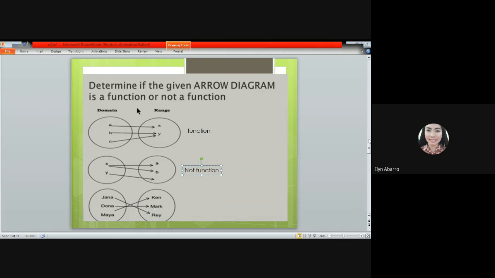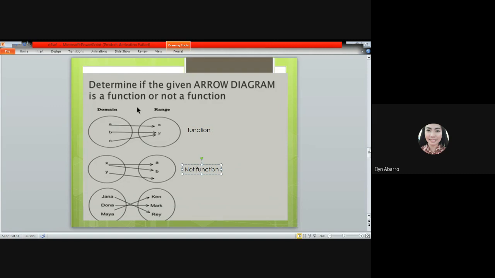Okay, the third one is what we call one-to-one. One-to-one means no one shares an X, so there should be no repeated value of X. So, Jana, Ray, Donna, Mark, Maya, Ken. As you can see, there is no repetition. So, this is a function. That is how a function is shown through the diagram.